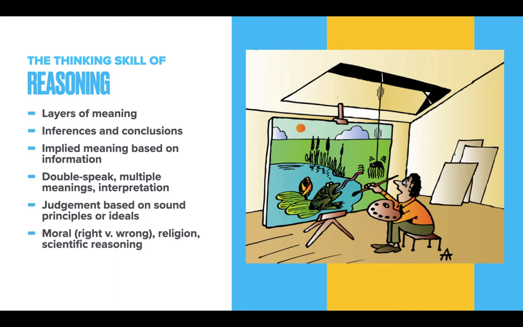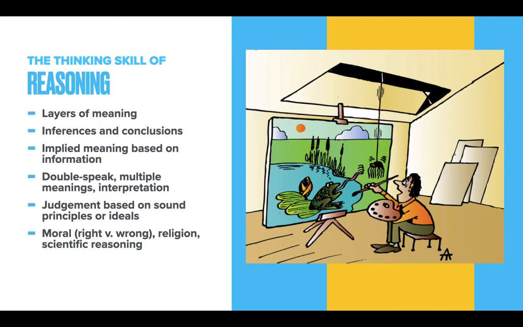Society has changed over the course of that time, and now you, looking back, can make a conclusion based on what you know about the work or about the artist or the society at that particular time and their values. So again, it's implied meaning based on information.